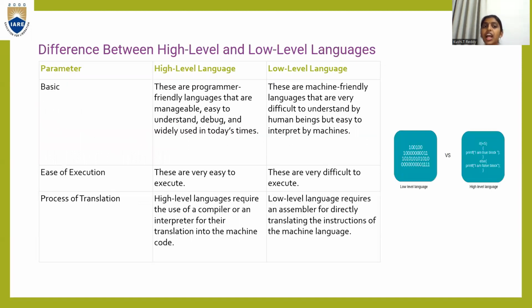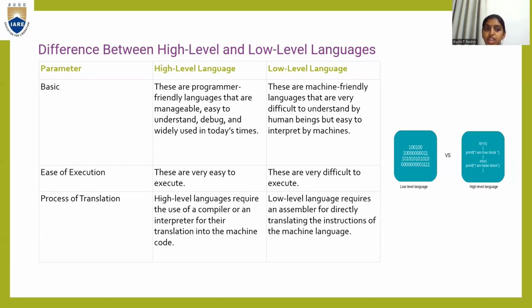So, the difference between high-level language and low-level language. Coming to high-level language, these are program-friendly languages that are manageable, easy to understand, easy to debug, and widely used in today's time. Coming to low-level language, they are machine-friendly languages that are very difficult to understand by human beings but easy to interpret by machines.